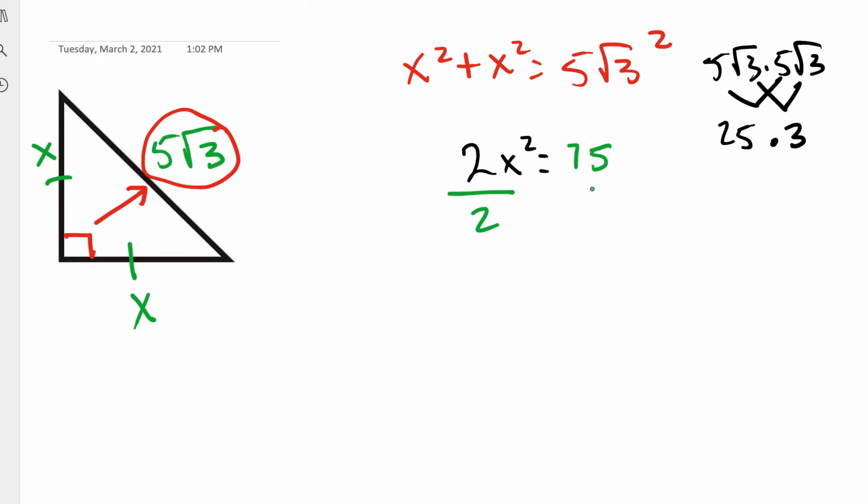So last step is divide both sides by 2. Oh boy, this will be good to practice a lot of important stuff. So 2 divided by 2 cancels out, and we have 75 over 2. So now we can square root both sides. Oh, now we have the whole thing square rooted.